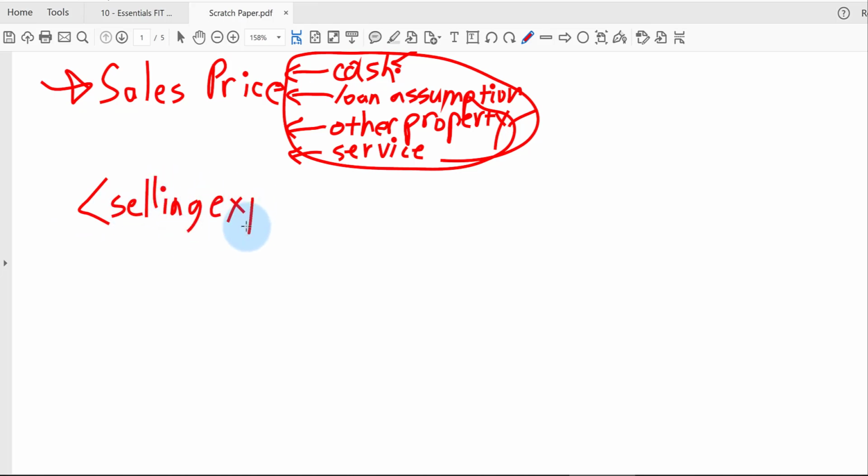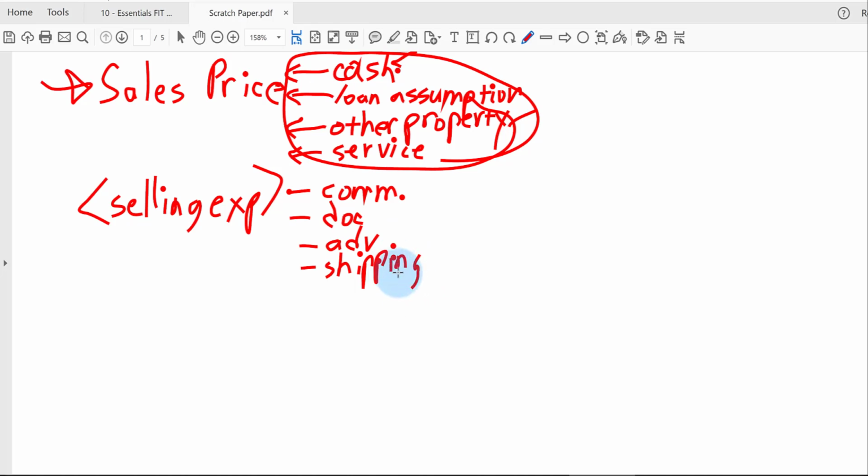Possibly, if you're dealing with real estate, the biggest selling expense would be the sales commission you have to pay the broker, the sales agent. Or maybe you have some type of documents that have to be drafted, contracts, deeds, transfer agreements, or maybe you're incurring some type of advertising cost to sell the property, or maybe it's a car you're selling, so you have to ship it to the buyer, and you're incurring that cost.